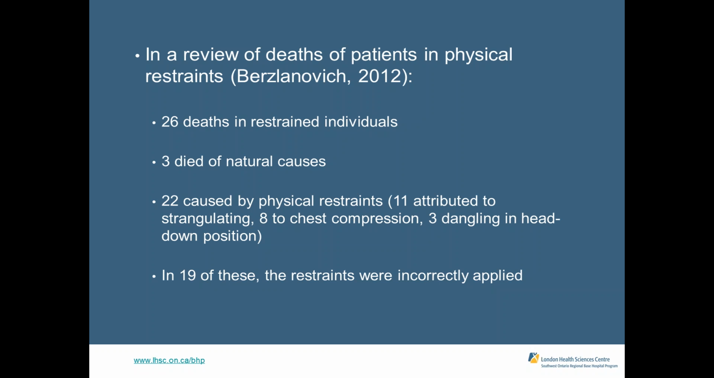Correct, yeah. So 22 of those deaths they did attribute to the restraints, and they thought that 11 of them were from strangulation. So a lot of times people would kind of wiggle out of the restraints and end up with their neck restrained instead of whatever body part was supposed to be restrained. 8 were due to compression of the chest, and then 3 were dangling in a head down position. So again, 19 of these were incorrectly applied restraints, which is going to be the majority of these cases, because patients, when they are restrained, shouldn't be able to wiggle out and get into a position where they could potentially die. And they should always be observed for the entire time they're in restraints too, to avoid these things happening.